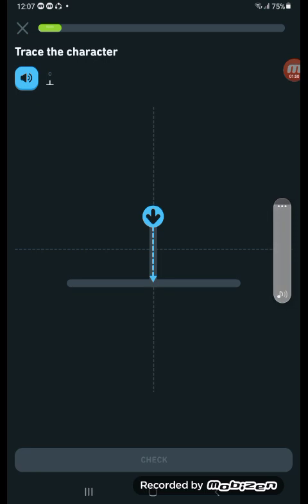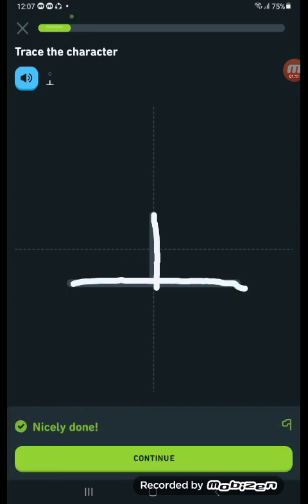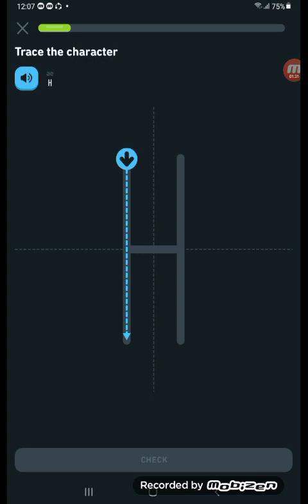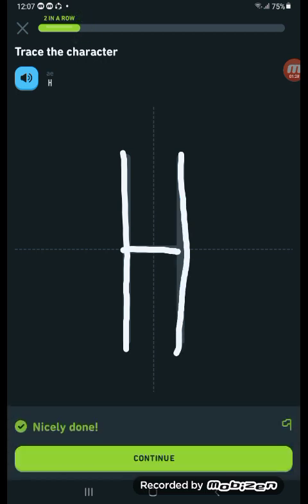So it's U. You need to trace the character like this. This goes to bottom and over here. It's U. It needs to be perfect. It's A. Down. It's like a letter H. Like down. Slant. Like a sleeping line and down.